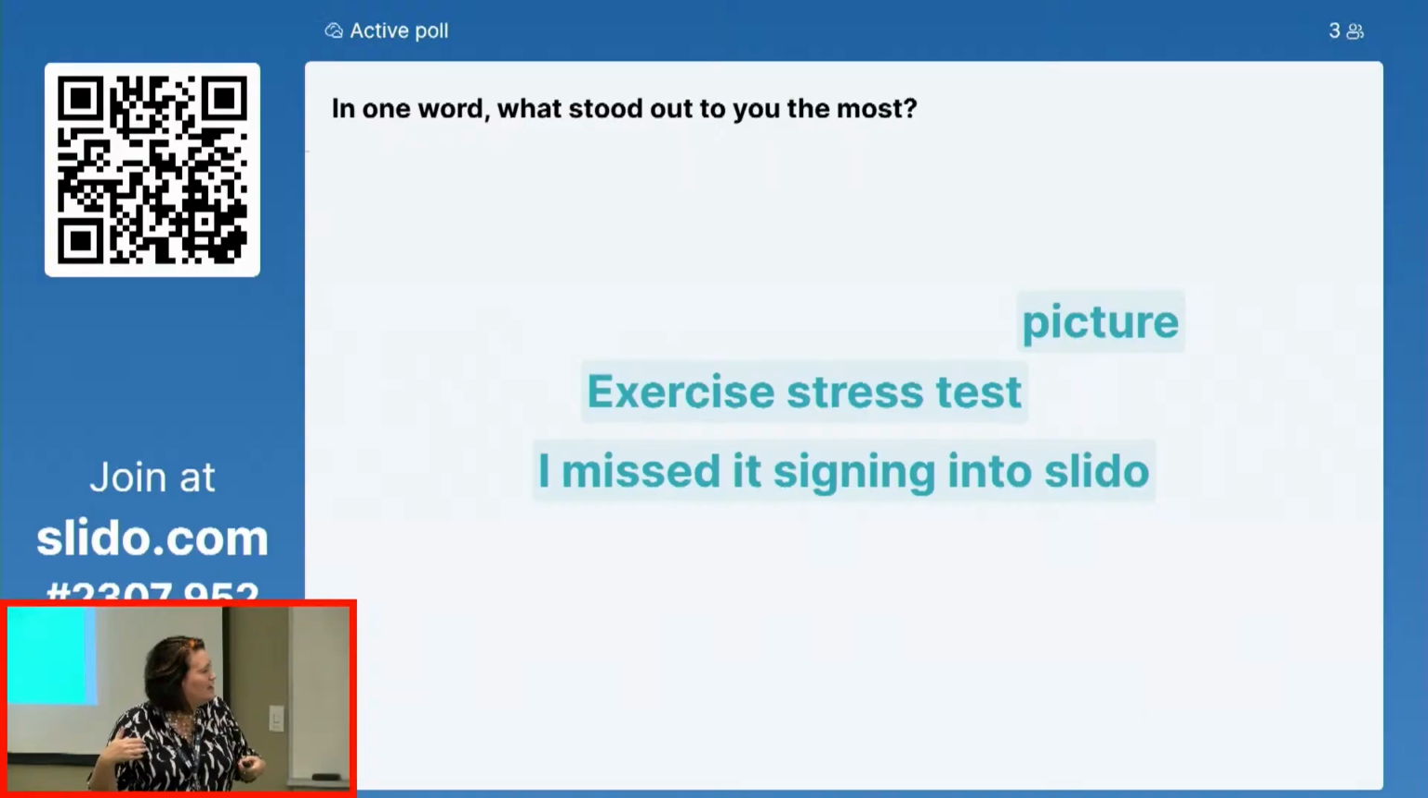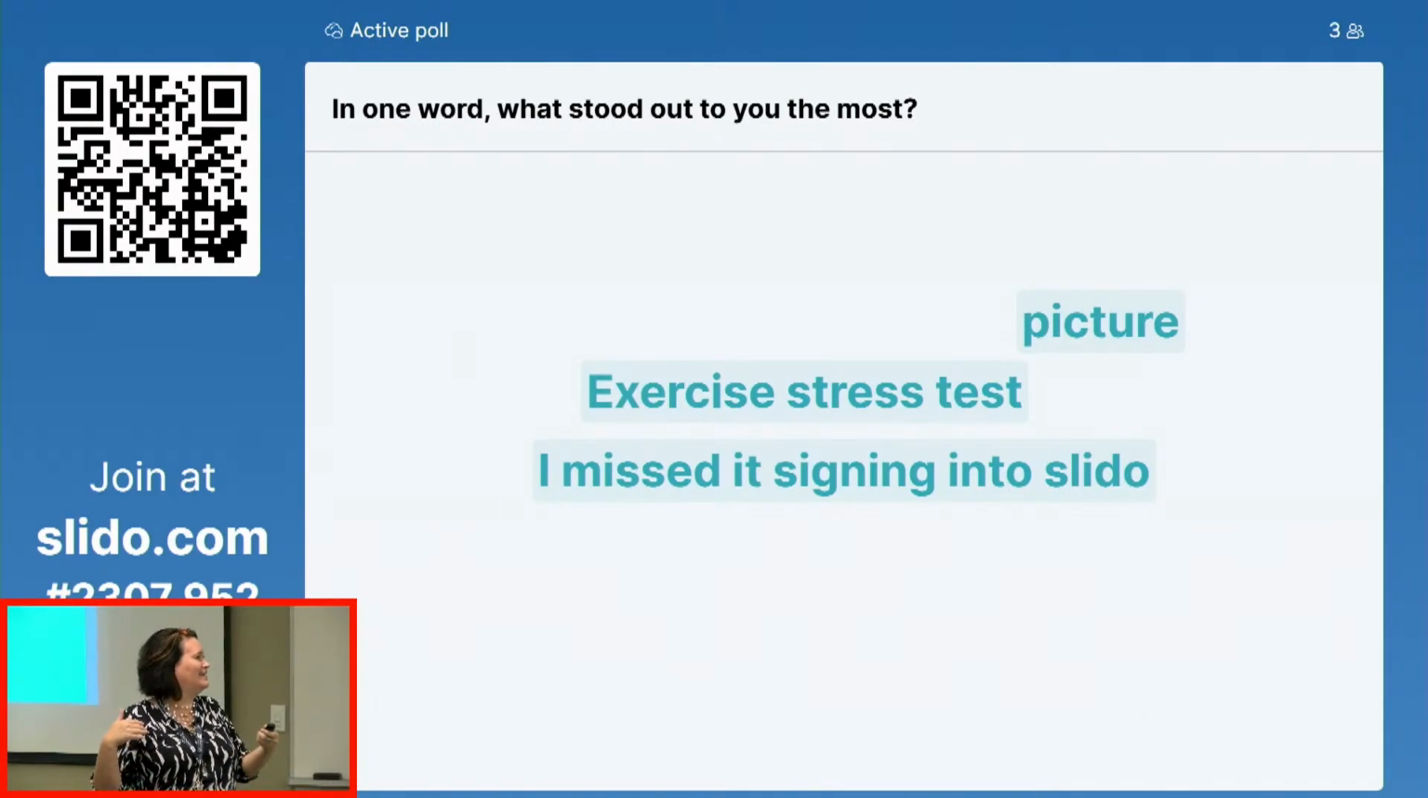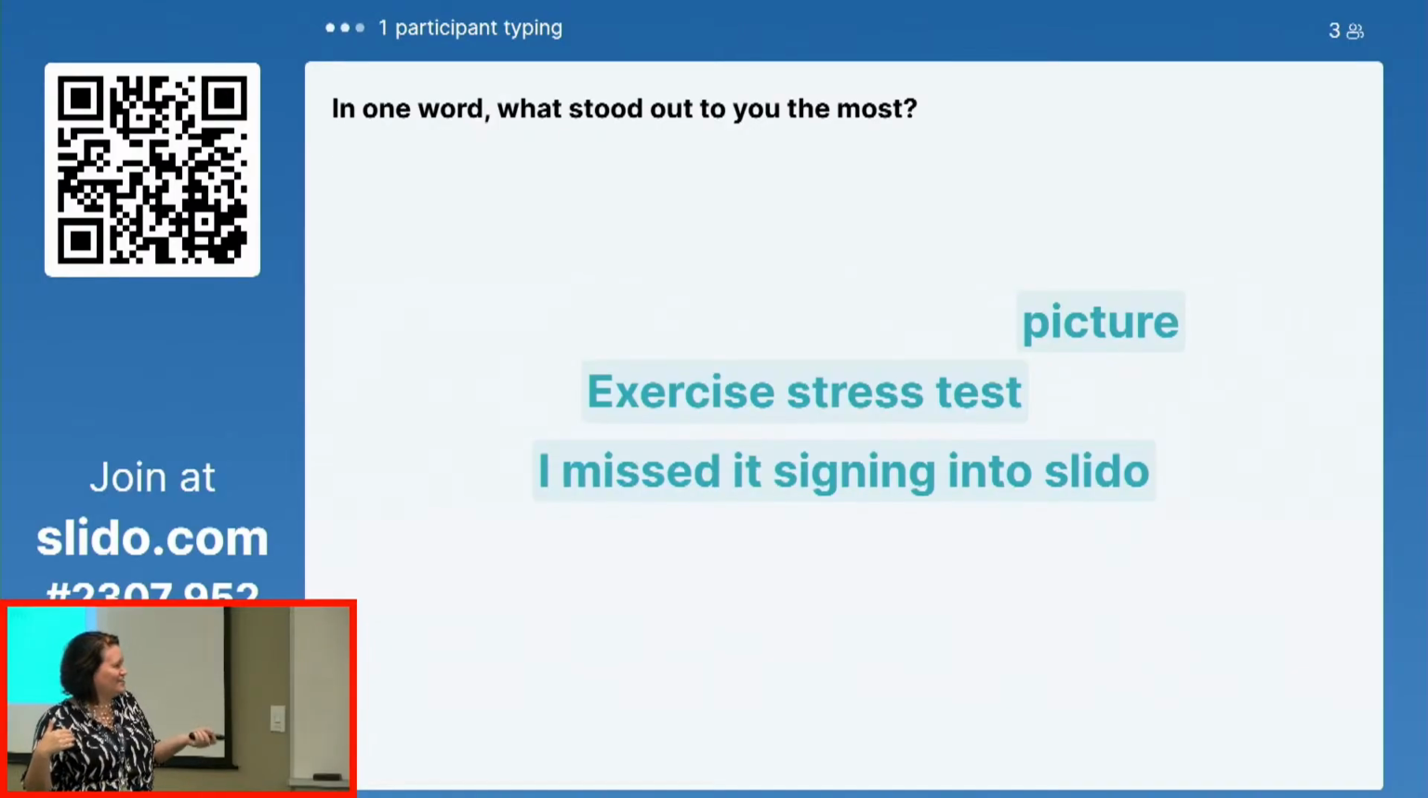We got the picture. Okay. I missed signing into slide. Exercise stress test, the picture.